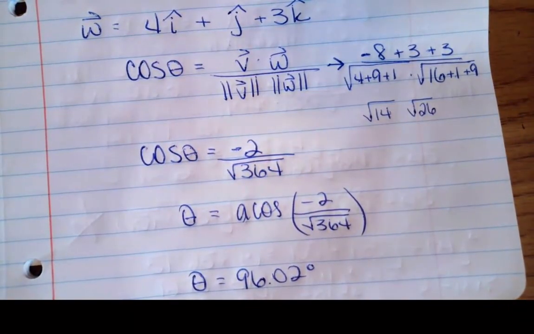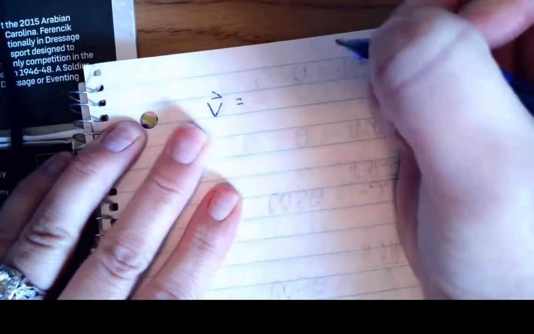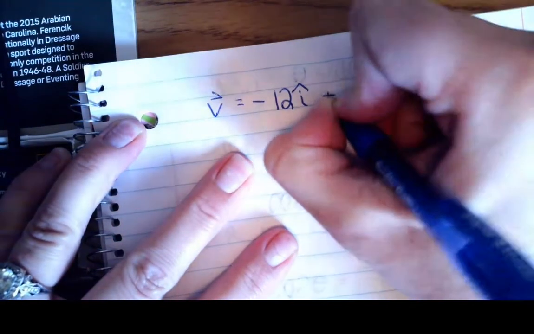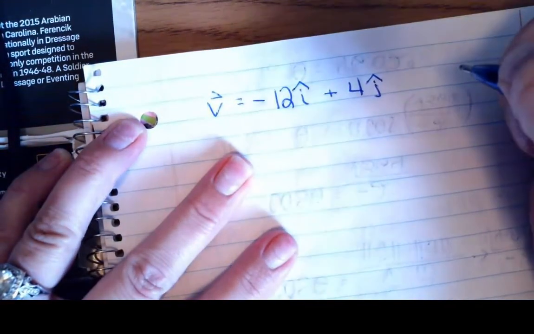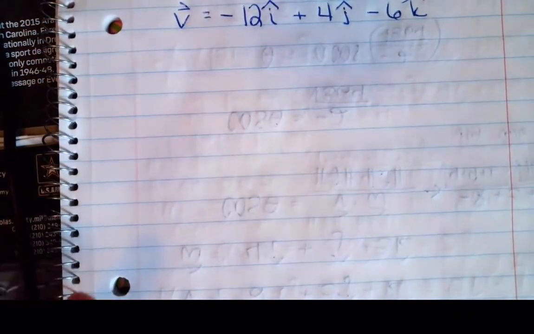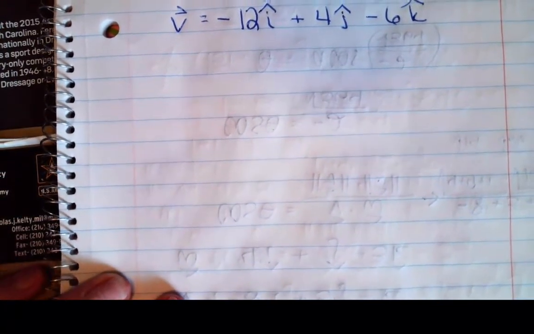Okay, so the last thing that we're going to look at in this section, because it's new, is going to be your direction angles and your direction cosines. For instance, if I have a vector in rectangular form, negative 12i plus 4j minus 6k, I want to rewrite this using direction cosines and direction angles, and that's going to put it in a polar form.